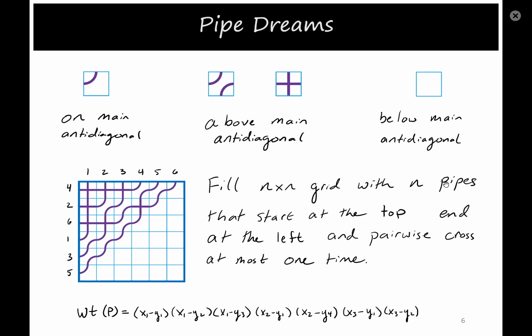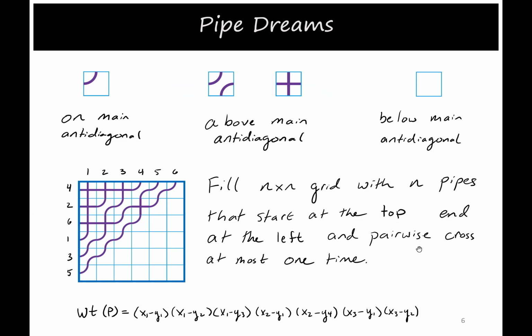Okay, so let's get a combinatorial definition for Schubert polynomials. We're going to do this by way of objects called pipe dreams. The way I like to think about pipe dreams is as a certain tiling of the n by n grid. On the main anti-diagonal, you always have upward elbows, and everywhere below, you have blank tiles. The interesting stuff is happening above this anti-diagonal, where you can place either bumping tiles or crossing tiles. You want to fill the grid with n pipes, starting at the top and ending at the left. This is forced by these conditions.